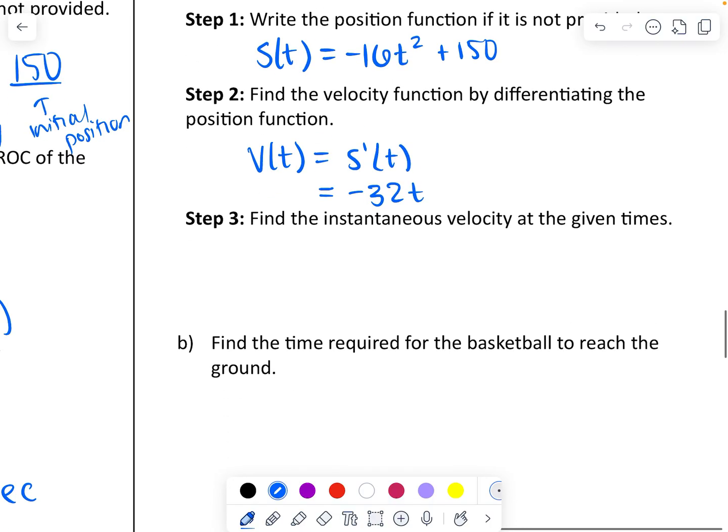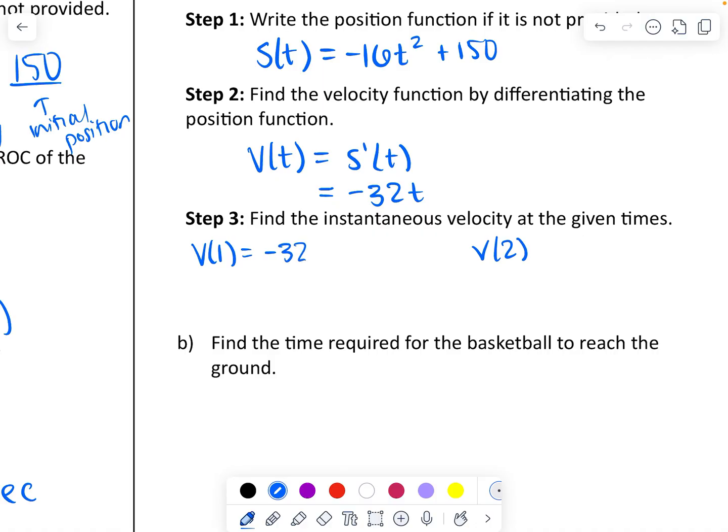So our velocity is just negative 32t. Find the instantaneous velocity at the given times. So we wanted to find it at time 1 and at time 2. So we have v of 1 that we're finding, v of 2. I'm going to show my work, even though maybe it feels silly.